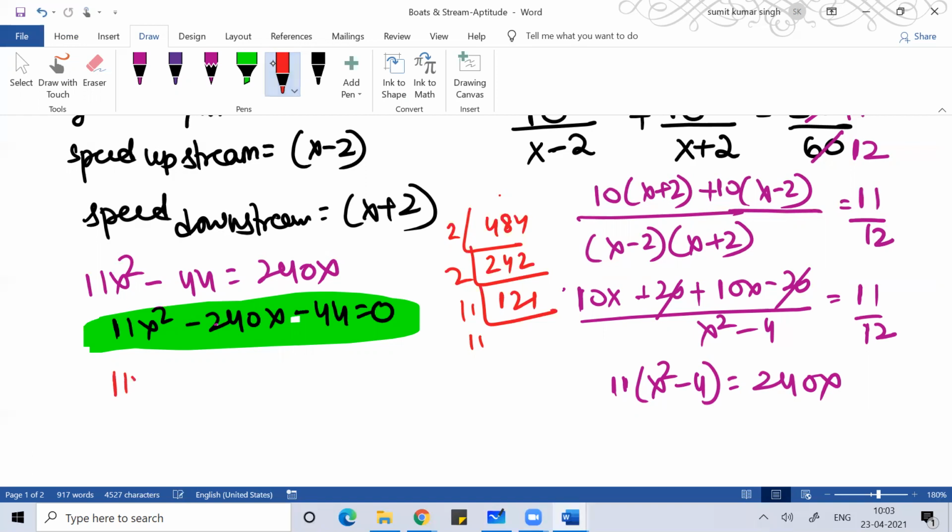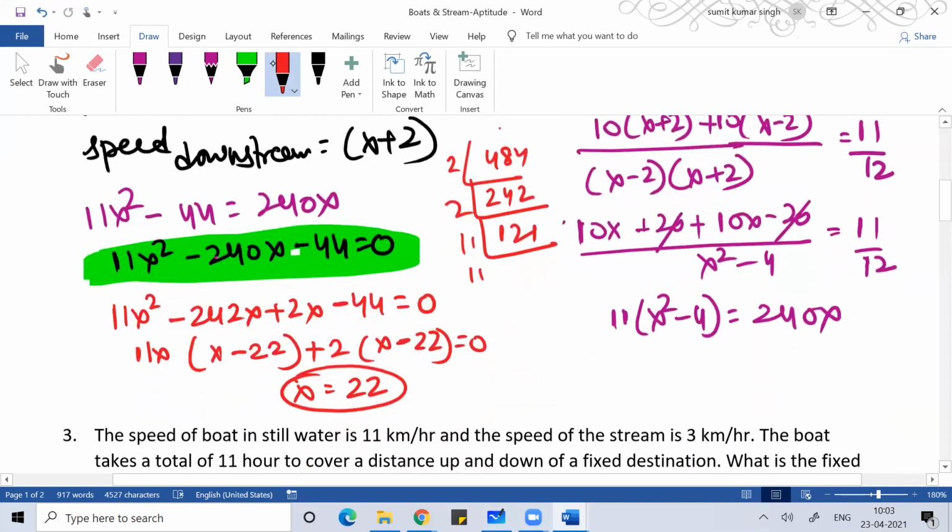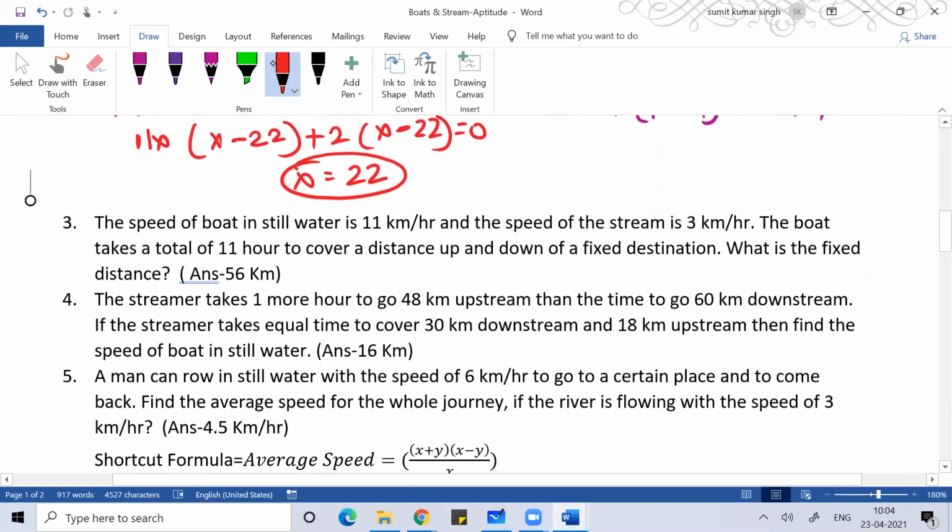Okay, so you can write this 11x square minus 242x plus 2x minus 44 is equal to 0. So you can take 11x common: this is x minus 22, plus you can take 2 common: this is x minus 22 is equal to 0. So you'll get the x value as 22 kilometer per hour. Simple. So boats and stream, you can solve it very easily by using these concepts.